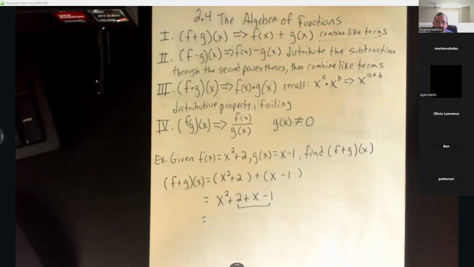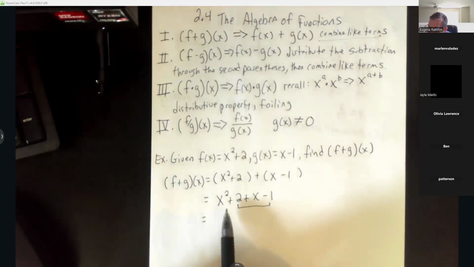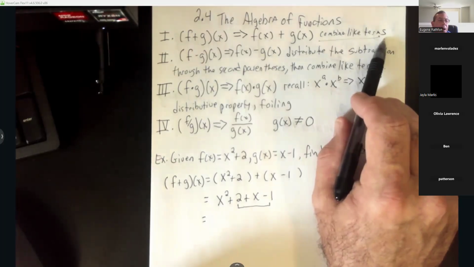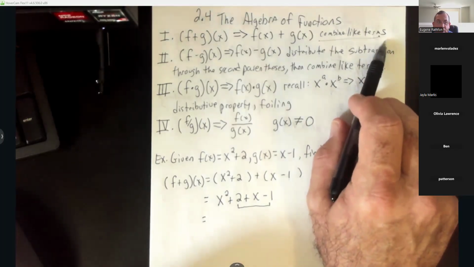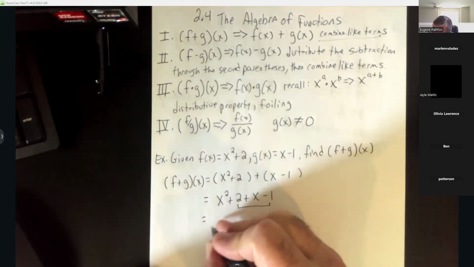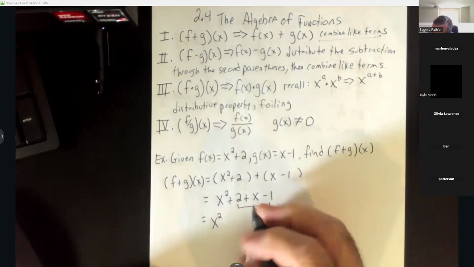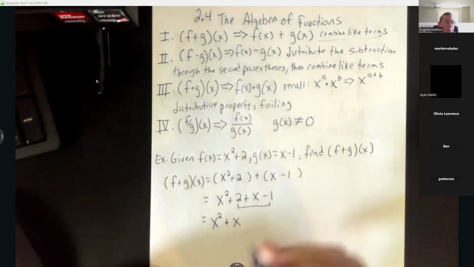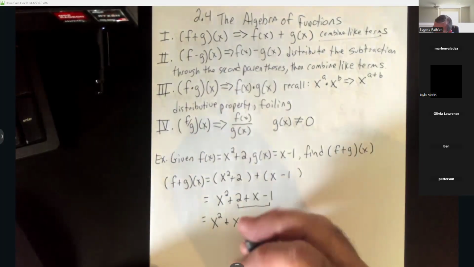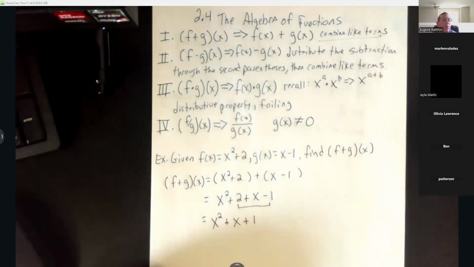All righty now. Remember, when you combine like terms, y'all, you are not allowed to change the way your variables look when you add like terms. So the only like terms here are the 2 and the -1. So this x squared will come down. This x will come down. I'm just putting them in what we call descending order. And then the 2 and the -1 give me a +1.